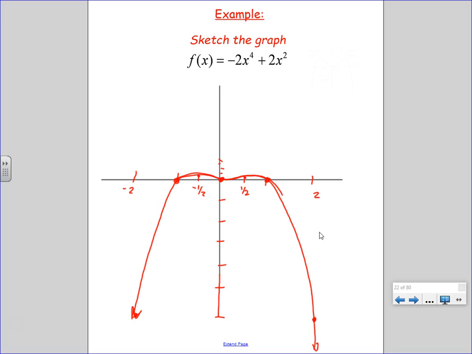So, is our process perfect for every single possible polynomial out there? No. But does it at least let us have a clue? Have an idea of how it acts, how it behaves, and what it looks like? Yes, at least a clue. It's not perfect.